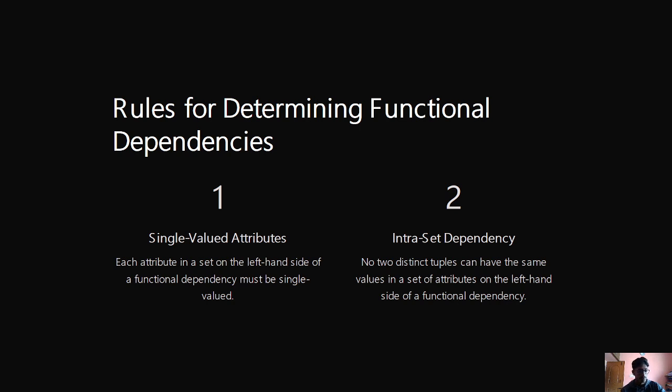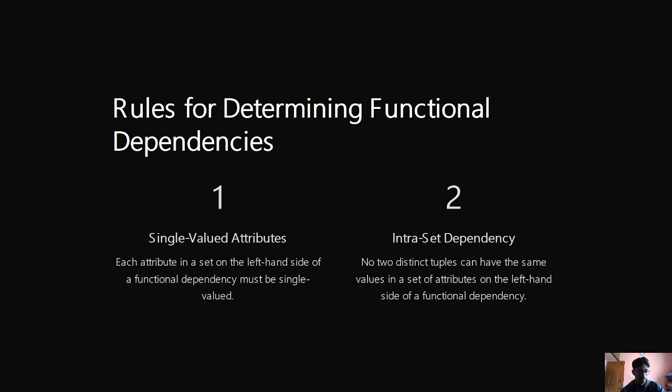Transitivity. If A determines B and B determines C, then A determines C. This transitive property helps identify functional dependencies indirectly. Trivial functional dependencies. Every attribute or combination of attributes trivially determines itself. For example, A determines A is always true.